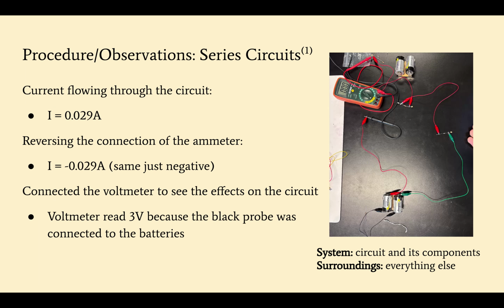And then the procedure for the series circuit, we determined that the current flowing through the circuit was this value here, which matched our prediction. And then we were asked to reverse the connection of the ammeter, which just gave us the same current, just a negative value. And then we connected the voltmeter to see the effects on the circuit, and it read 3 volts because the black probe was connected to the batteries, and that was the voltage of the batteries. And the system is the circuit and its components, and the surroundings is everything else.